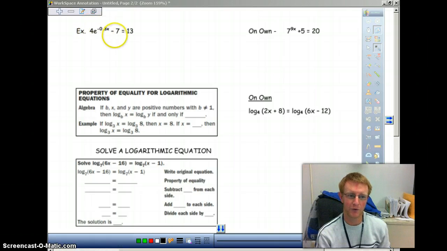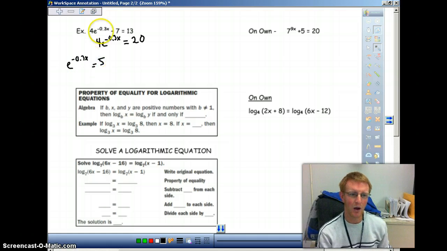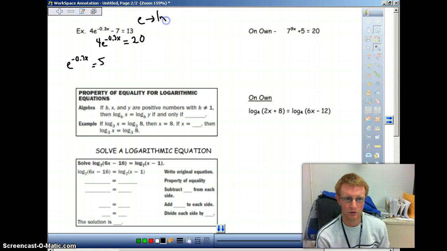4 first. So the first thing we do is we add 7 to both sides to get 4e to the negative 0.3x equals 20. And then we divide by 4 to get e to the negative 0.3x equals 5. Now we can use logarithms to start solving this. And remember, e is a base. Okay, e is the base of natural log. So what we're going to do is we're going to take the natural log of both sides.